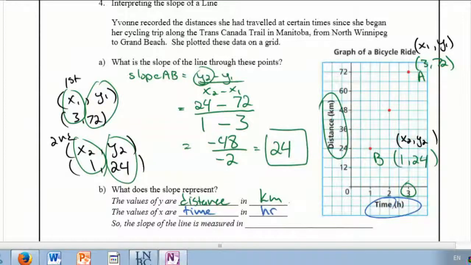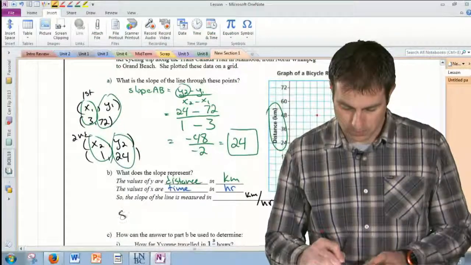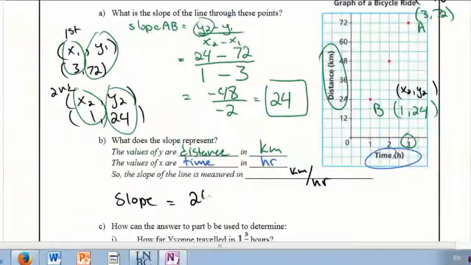So if I took my x and my y and said, okay, rise over run, or y over x, I'm going to end up with units of kilometers, because that's my rise, divided by hours, or kilometers per hour. So what does the slope mean? The slope we found was 24 kilometers per hour.